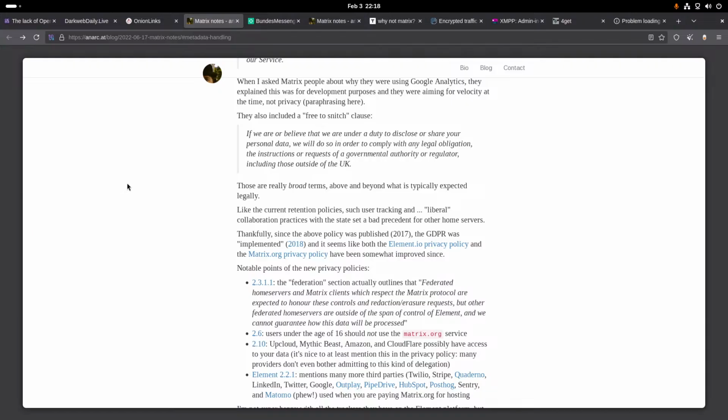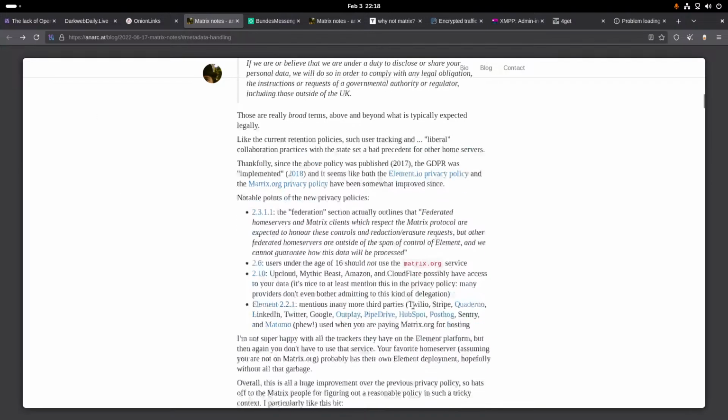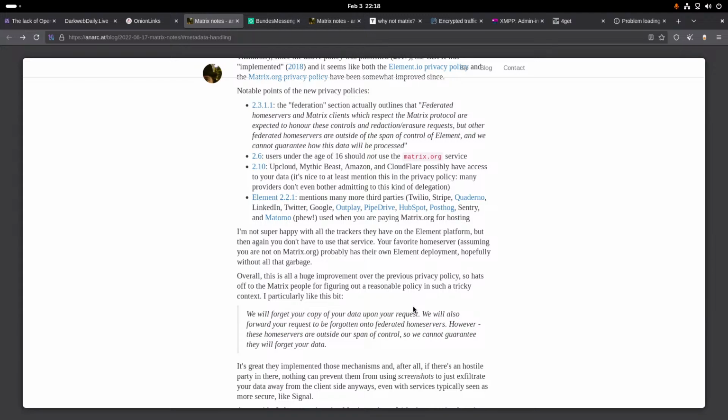Thankfully, since the above policy was published in 2017, the GDPR was implemented in 2018. It seems like both the Element privacy policy and the Matrix.org privacy policy have been somewhat improved. Notable points of the new privacy policies: the Federation section actually outlines that federated home servers and Matrix clients which respect the Matrix protocol are expected to honor these controls and retention requests, but other federated home servers are outside the span of control of Element, and we cannot guarantee how this will be processed.